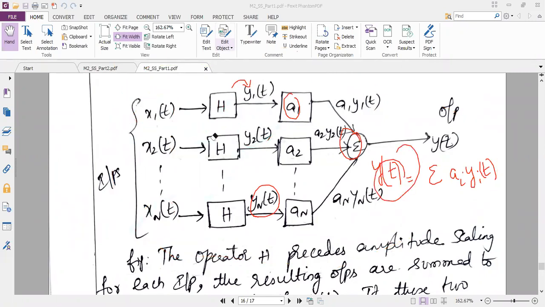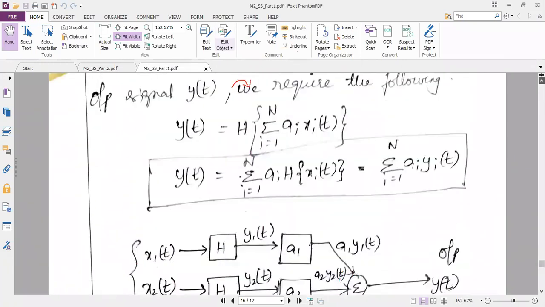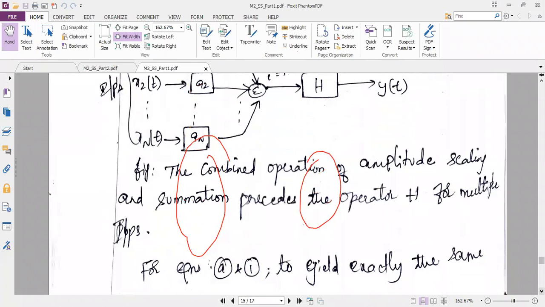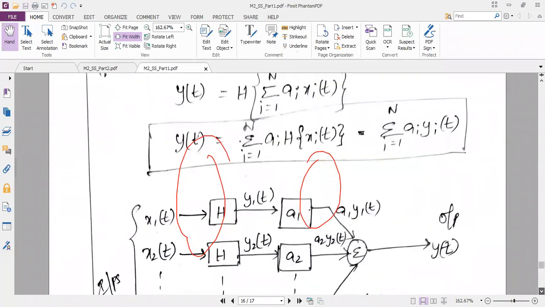Whereas in the earlier diagram, I did not show the individual outputs of y of t. I simply wrote y of t, not y1, y2, y3 like that. That explanation I have given in the second diagram. If you see the first diagram and the second diagram, the operations are just reversed. In the first, the scaling factor comes first and finally h, whereas in the second diagram, first is h followed by the scaling factor.